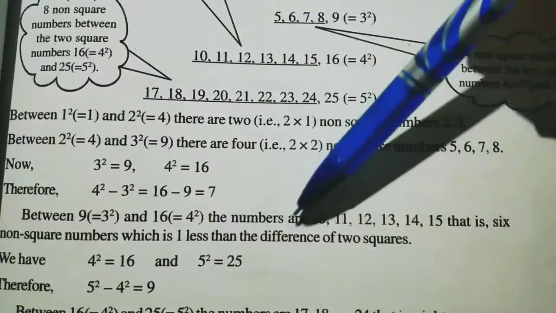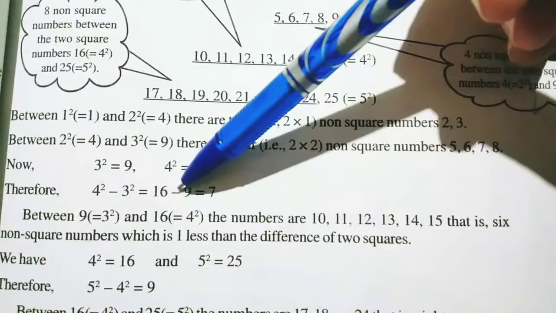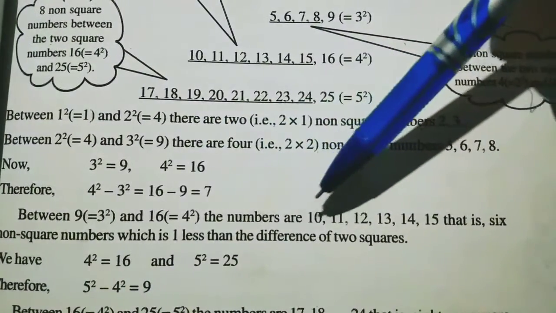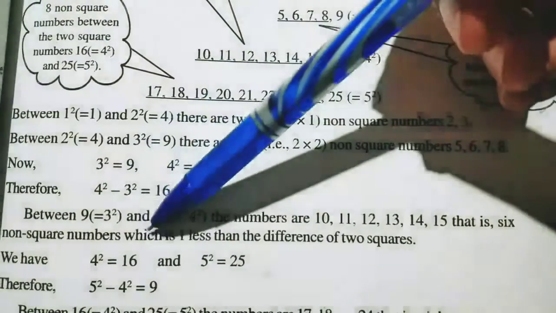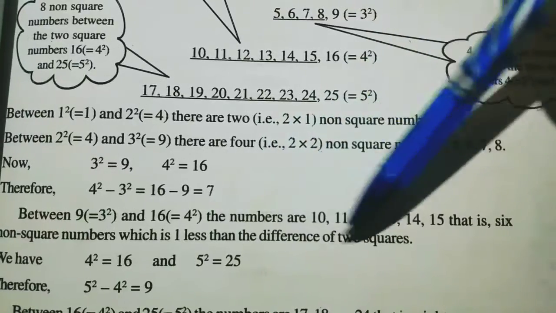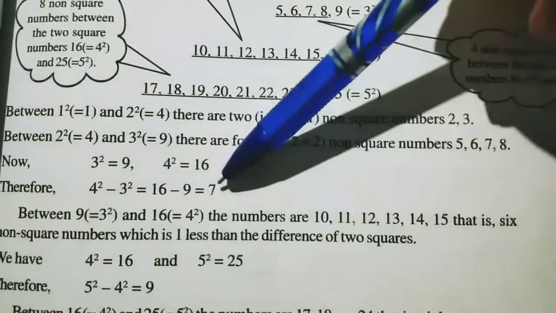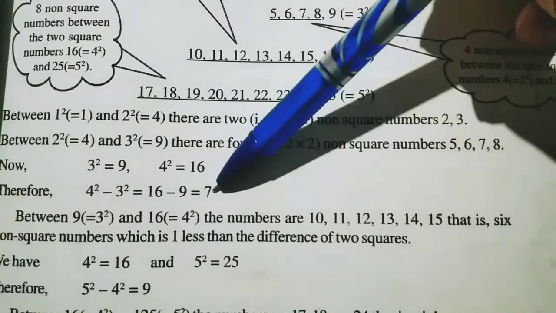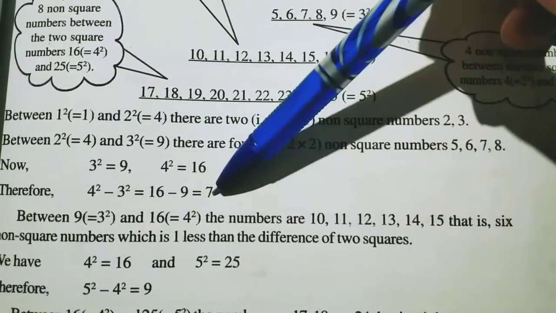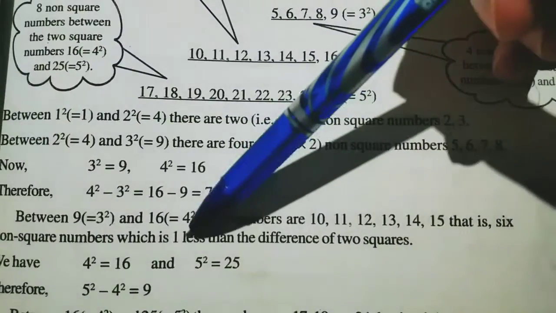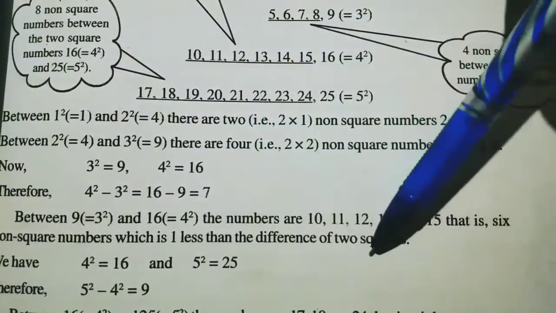So see here what is given between this 9 and 16. What are the numbers? 10, 11, 12, 13, 14, 15. So the 6 non-square numbers are there, which is 1 less than the difference of the two squares. That means when you subtracted these two square numbers, you are getting 7. But the actual answer is 1 less. That means here it is written 1 less than the difference of two squares.